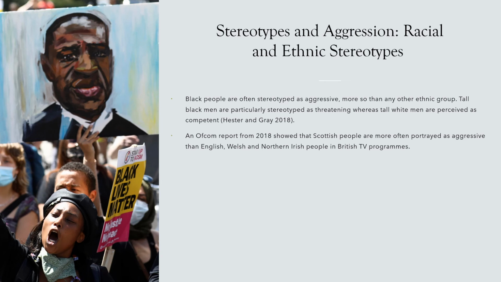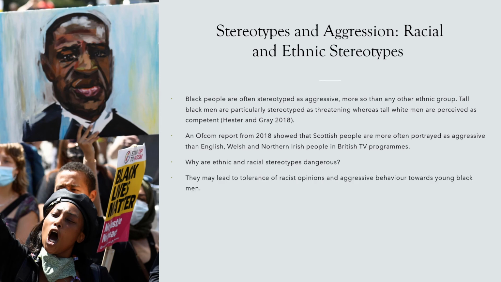An Ofcom report from 2018 showed that Scottish people are often portrayed as more aggressive than English, Welsh and Northern Irish people in British TV programmes. So it's not just racial stereotypes, it is also people from different countries that we tend to stereotype as being more or less aggressive. So why are ethnic and racial stereotypes dangerous? Probably even more dangerous than gender stereotypes. They may lead to tolerance of racist opinions and aggressive behaviour towards young black men in particular.